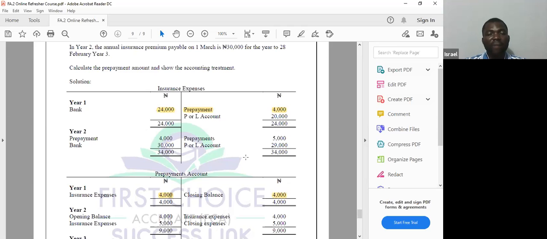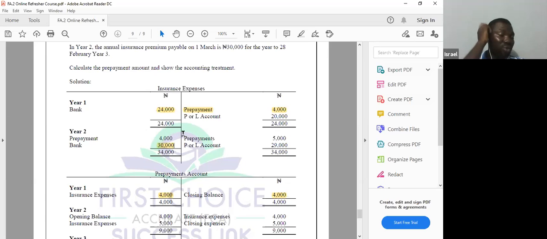Okay. Now, after that, you go to year 2. What is it saying in year 2? It says that in year 2, the annual insurance premium payable on 1st of March is 30,000 naira for the year to 28 February year 3. Now, this one is talking about another payment in year 2 that will cover us for year 2. So the payment is 30,000 naira. So what we do is that we credit bank and we debit the insurance account.